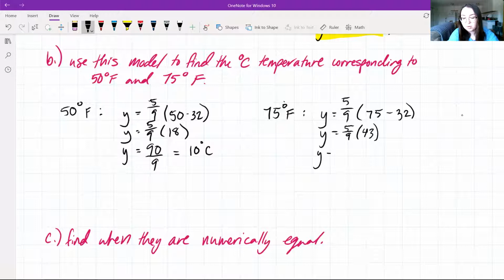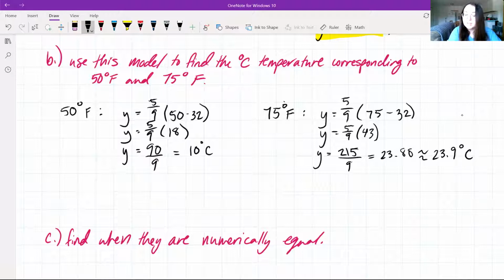Then we can multiply 43 by 5, and we end up getting, not 300, should be 215, there we go, divided by 9, which is going to give us something along the lines of 23.88. And so we get that this is about 23.9 degrees Celsius.